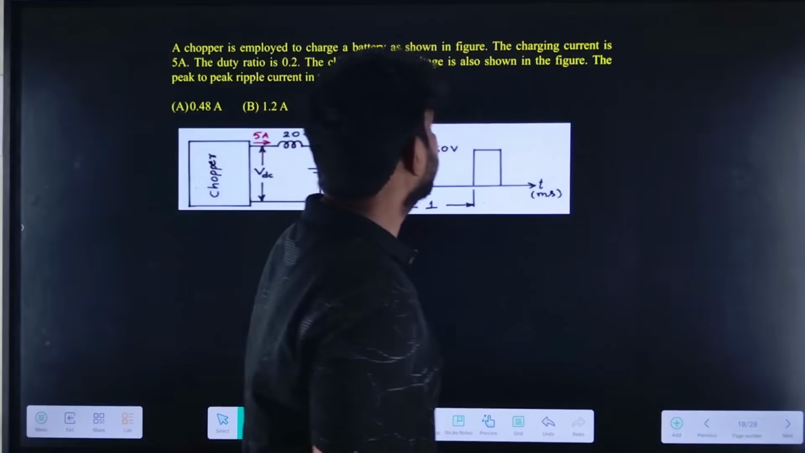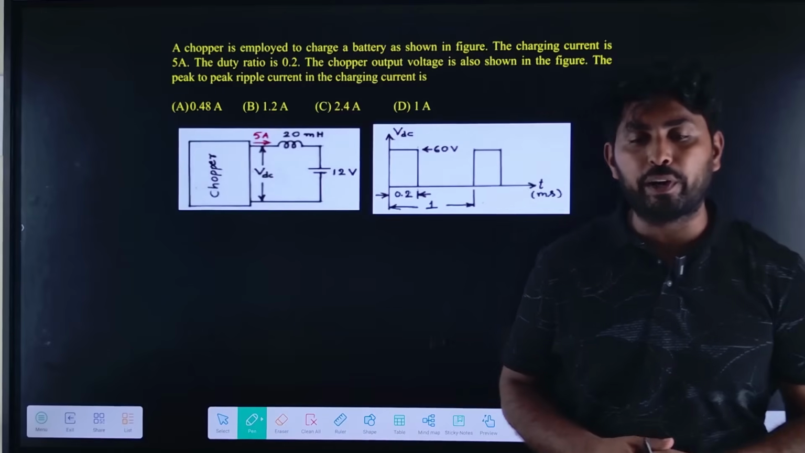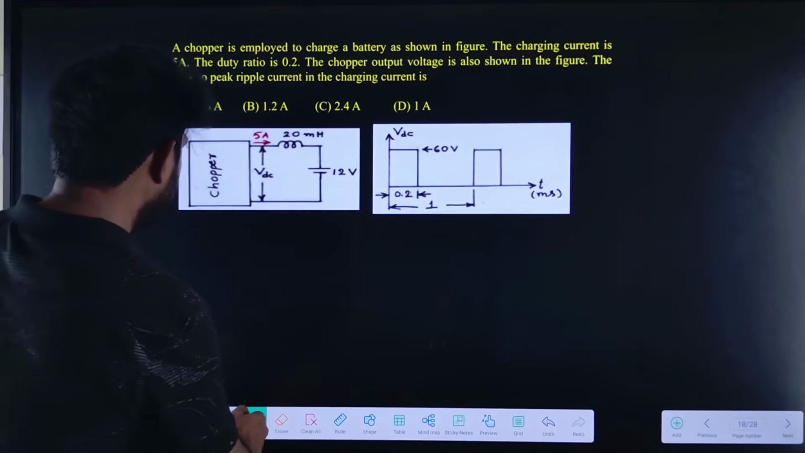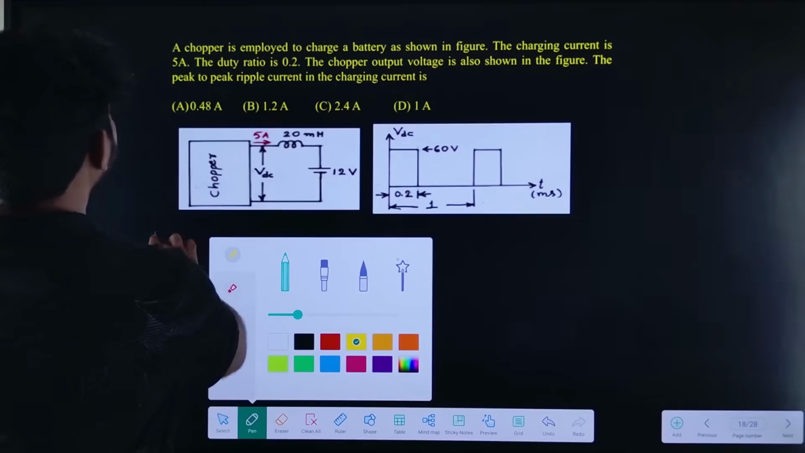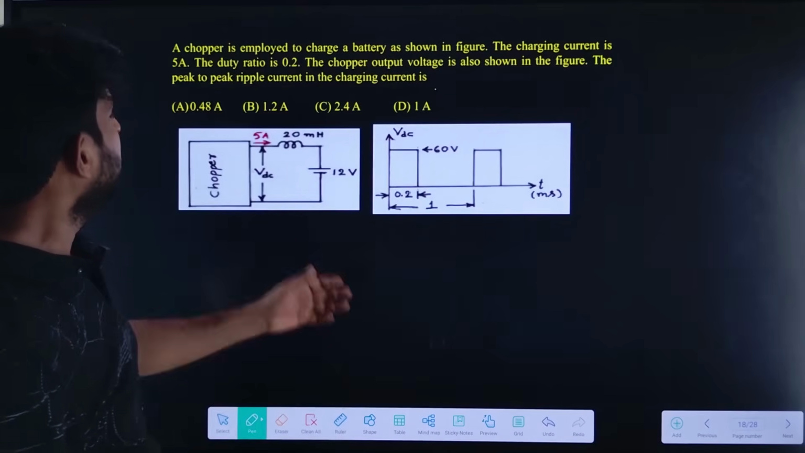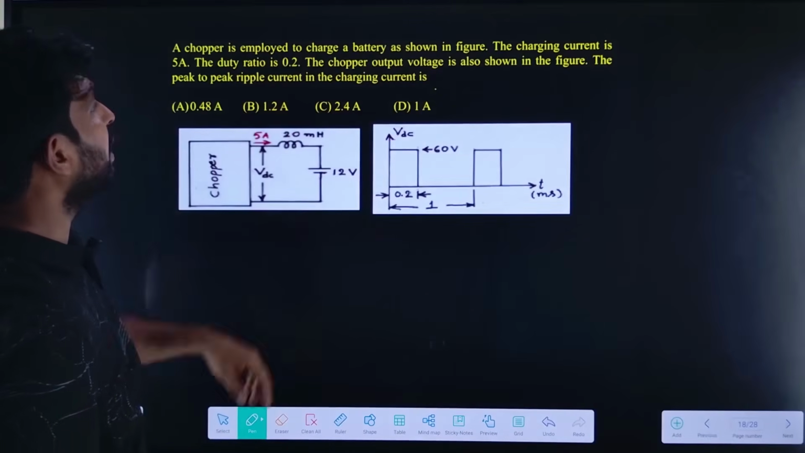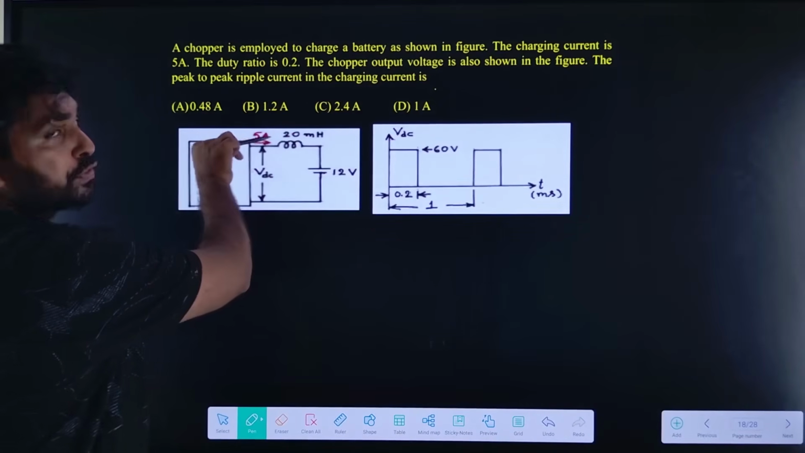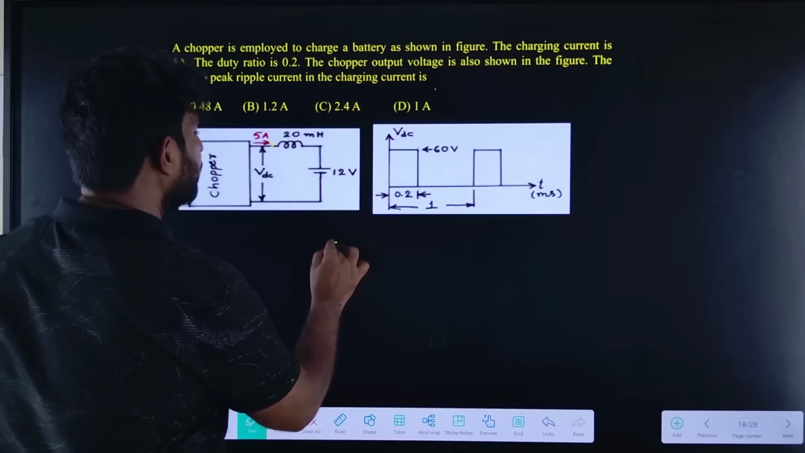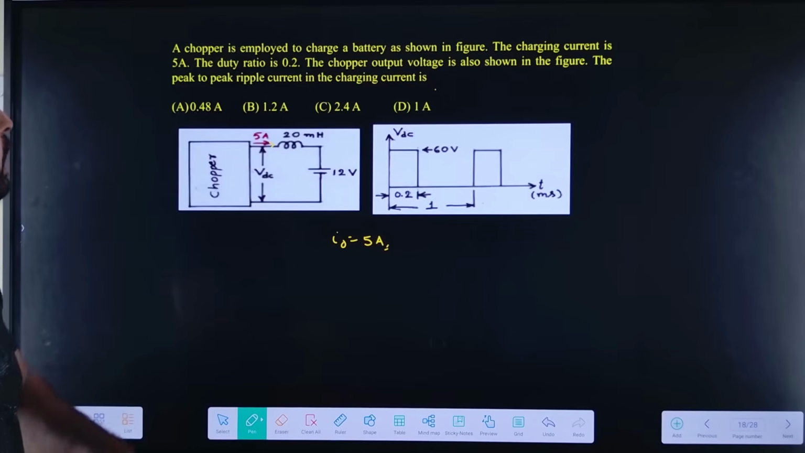Let us see what the application for this is. Each and every point is important. So let us solve this problem. A chopper is employed to charge a 12 volt battery. The charging current is given as 5 amperes, that is, I naught is equal to 5 amperes.